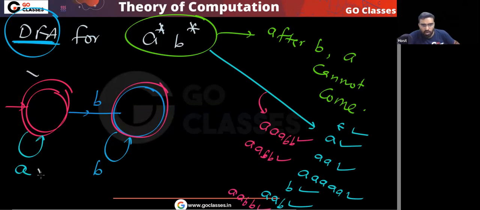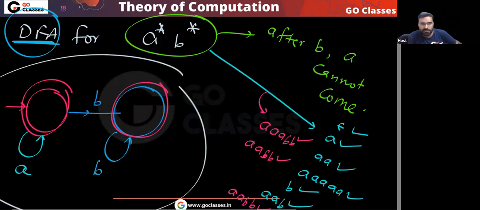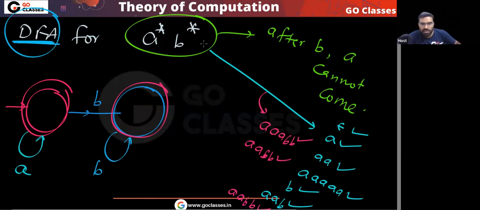Now you tell me, in this state, on symbol A, what to do? On symbol B, what to do? Is this the DFA? No, this is not the DFA, because in this state, what to do on symbol A? After B, if you see symbol A, then all the hope is gone. Dead state.